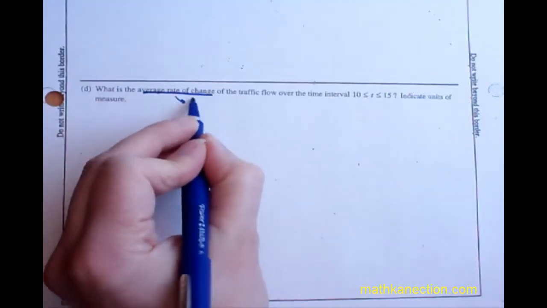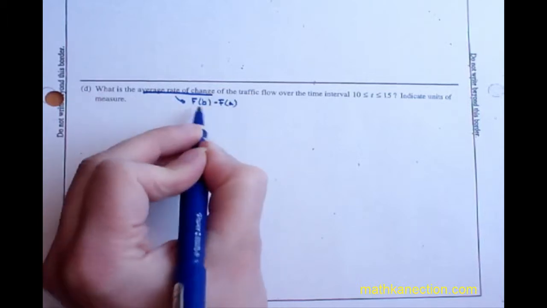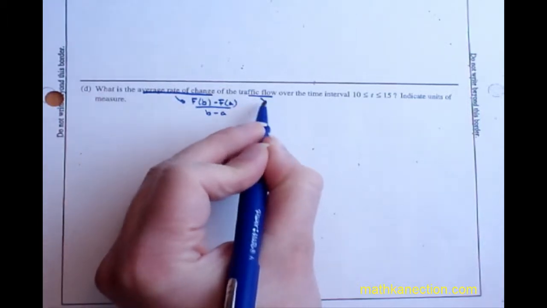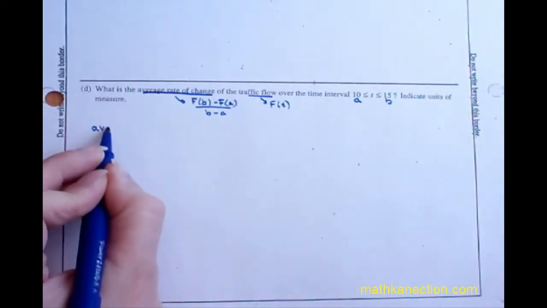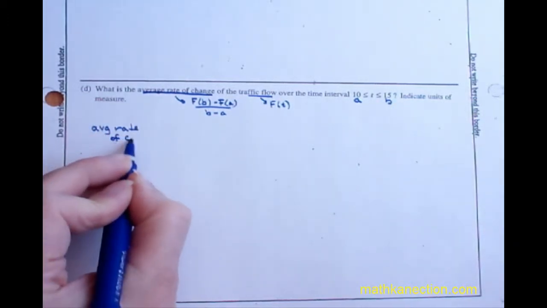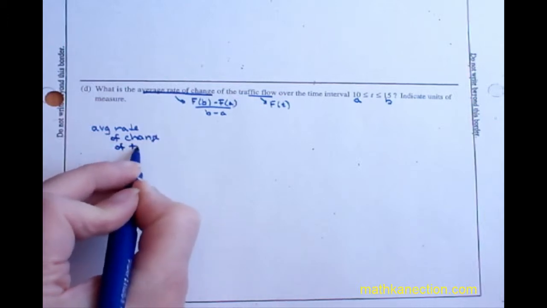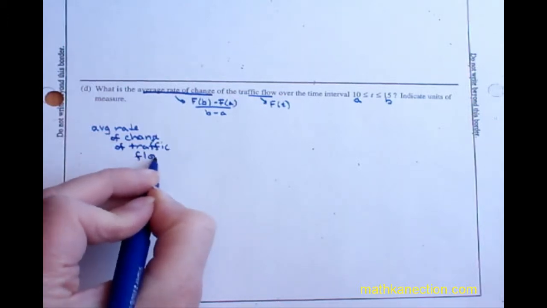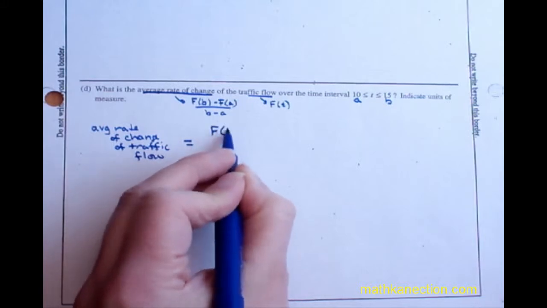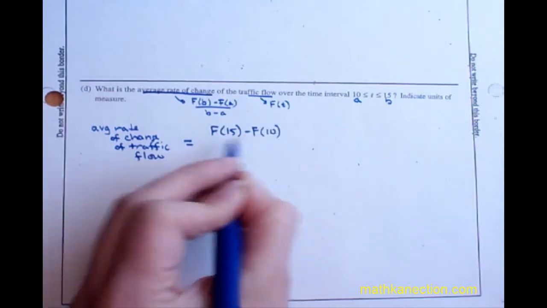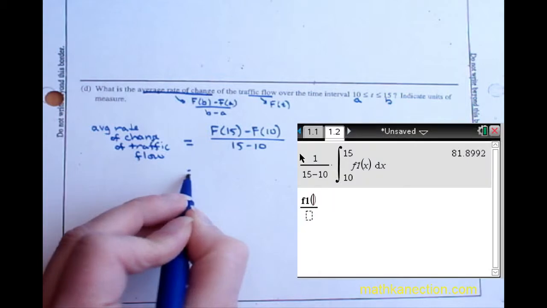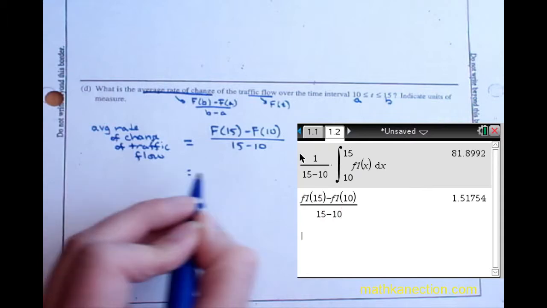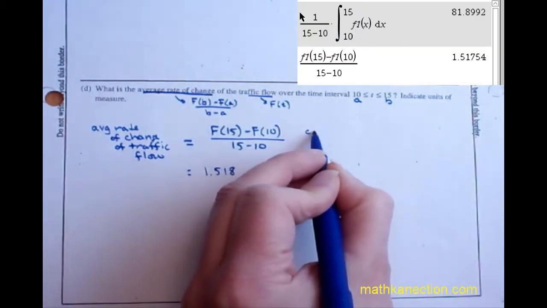Then for the average rate of change, that's f of b minus f of a over b minus a, with our function being that traffic flow, which was the f of t, and we're looking on the interval from a to b of 10 to 15, so the average rate of change is f of 15 minus f of 10 over 15 minus 10. Again, using the stored function f1 in the calculator to get the value of 1.518.